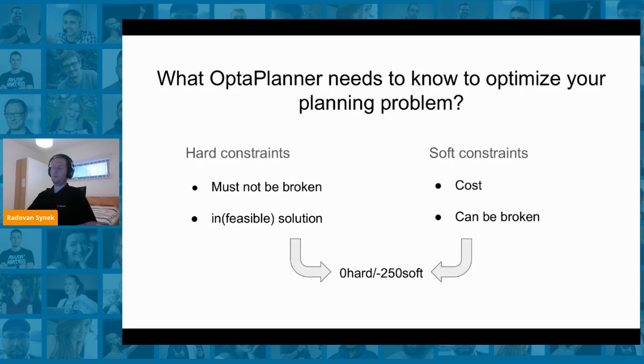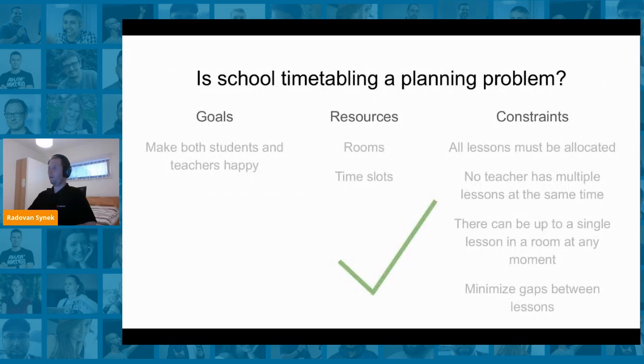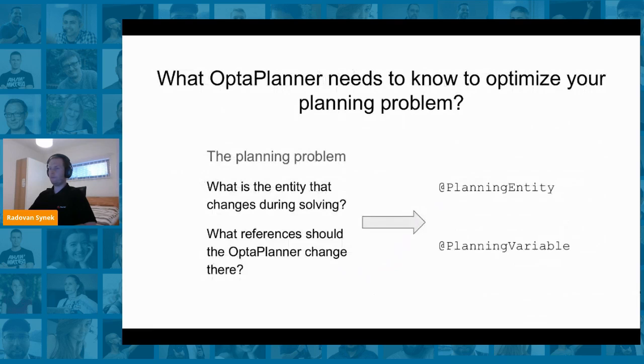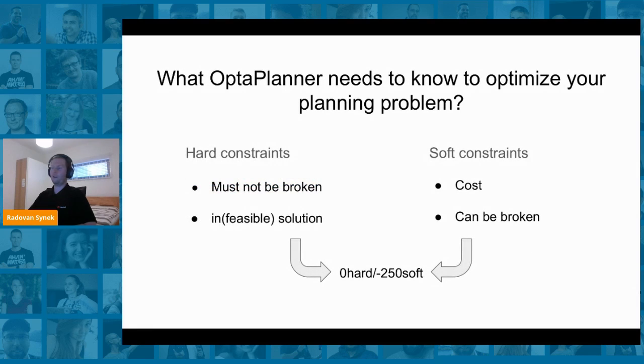Hard constraints must never ever be broken. If we break hard constraints, our solution is not feasible. Hard constraints are usually used for modeling limitations of the physical world. Here, as I said, we cannot have a conflict on the rooms. So we cannot have two lessons taking place in a single room at any moment. This is a typical example of a hard constraint. If such a situation occurs, our timetable simply isn't valid.